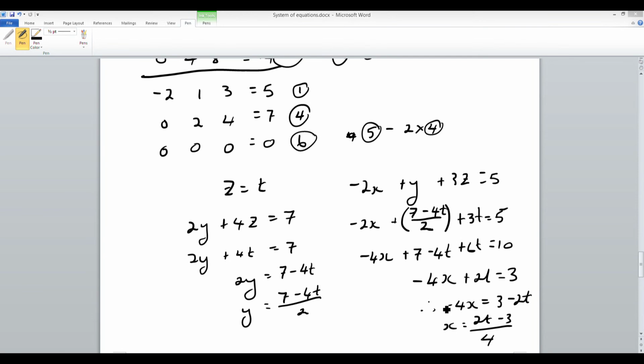Just notice that the signs changed because of the negative here. So negative 2 divided by a negative is going to be positive, and positive 3 divided by negative 4 is going to be negative 3. So now I have a value for x in terms of t, y in terms of t, and also z in terms of t.